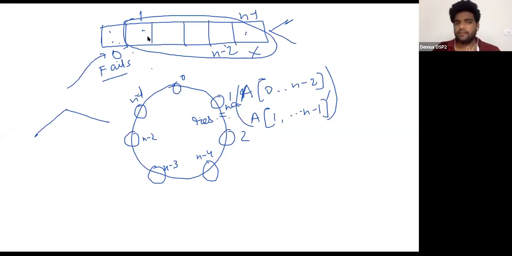Why is it? Because if I take n minus 1, then I will not take 0. So definitely if I take 0, I will not take n minus 1. And if I take n minus 1, then I will not take 0. So whatever I get for this and whatever I get for this, the maximum of both of them will be the answer.